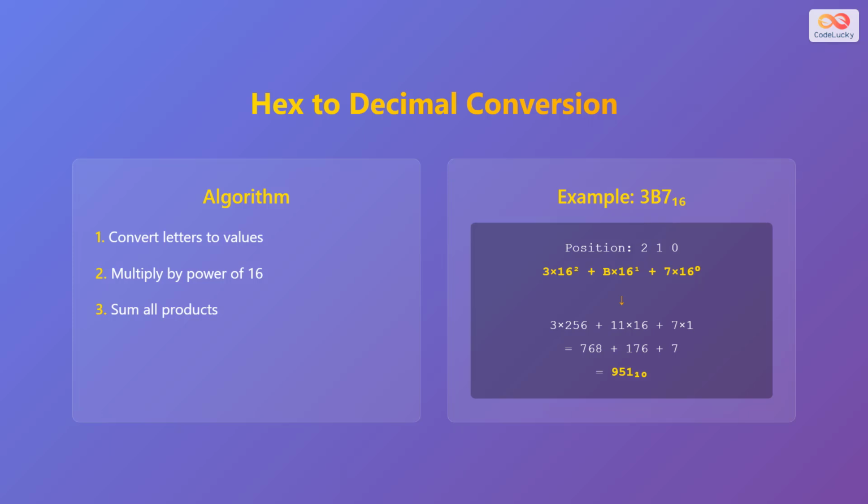For the example 3B7 base 16 with positions 2, 1, and 0, we have 3 times 16 squared, plus B times 16 to the power of 1, plus 7 times 16 to the power of 0, which equals 3 times 256, plus 11 times 16, plus 7 times 1, resulting in 768 plus 176 plus 7, which equals 951 in decimal.